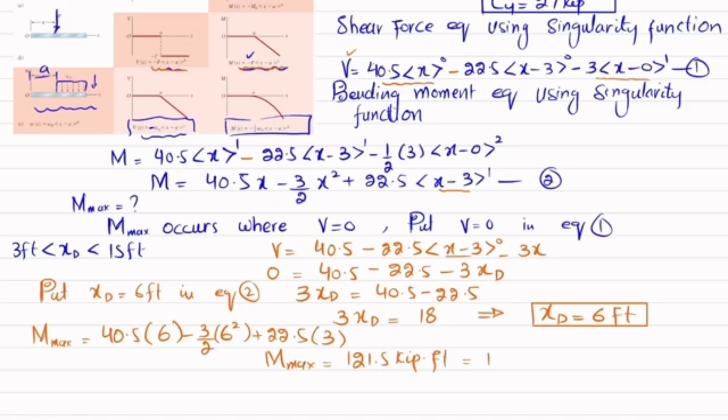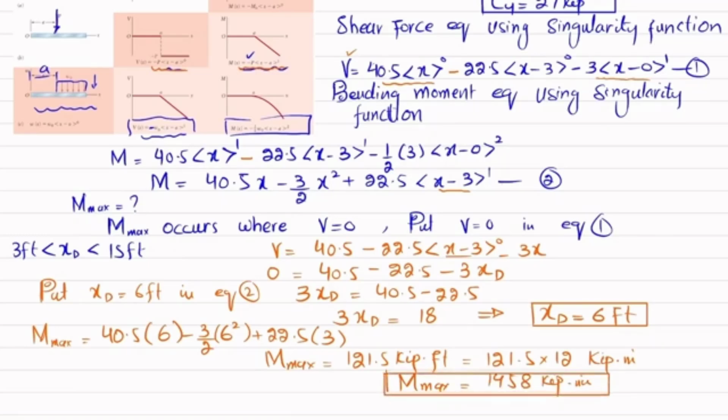And if you want to convert it into inches, 121.5 into 12 will convert this kip-feet into kip-inches. So the value of maximum bending moment will be equal to 1458 kip into inch. So this is the answer of our first part. These two are the answer of our first part.